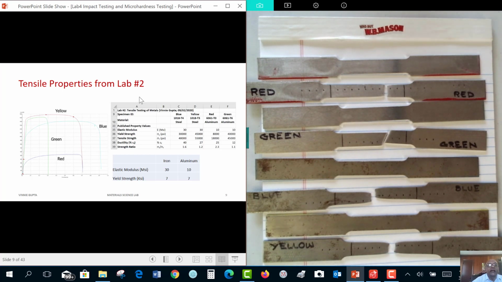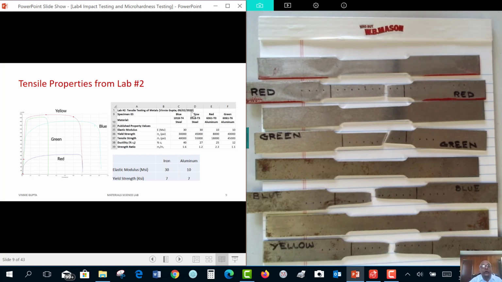And then I analyzed the results. First of all, I said, look, the elastic modulus doesn't change when we put a little bit of carbon in iron or a little bit of copper in aluminum. However, the yield strength changes dramatically when we put in those small amounts of solutes, carbon in iron and copper in aluminum.